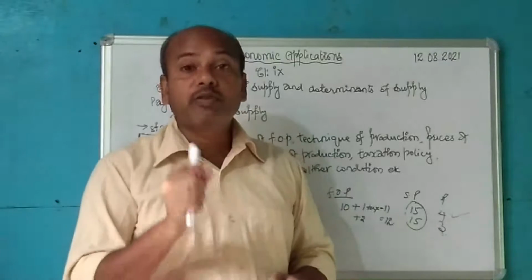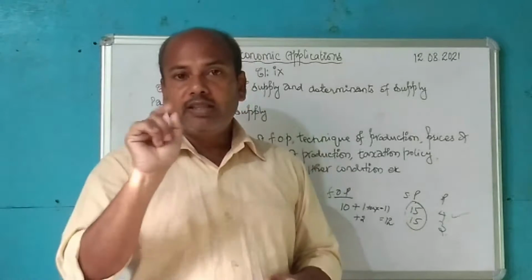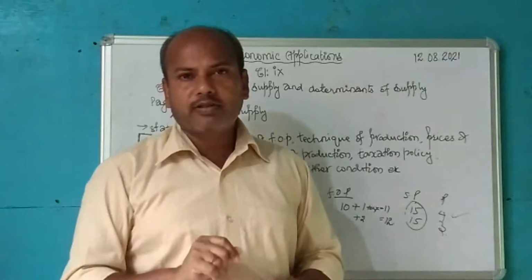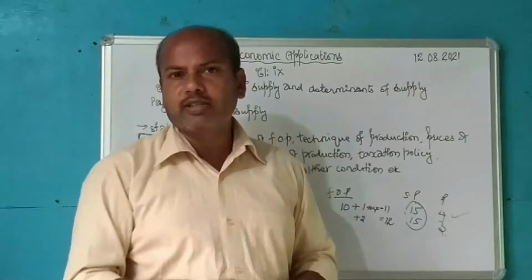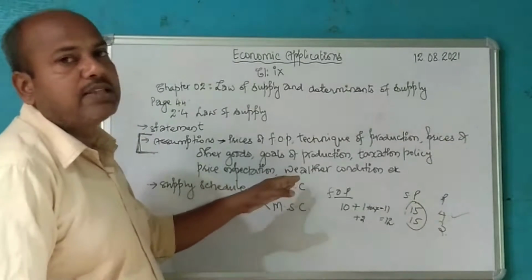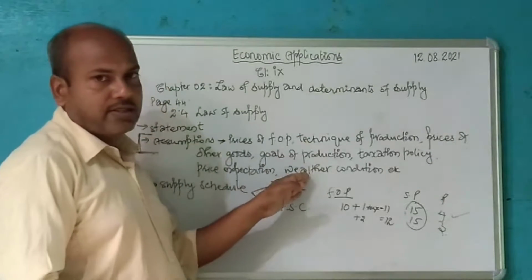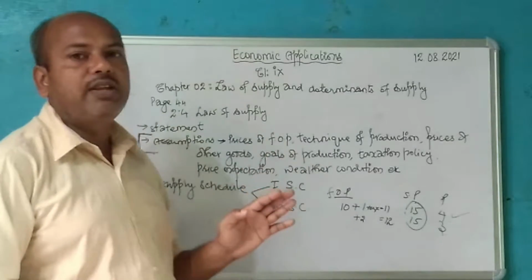And there was one more thing which we needed to discuss in detail, and that was other things remaining the same. That is also called ceteris paribus. These are the factors which are supposed to remain the same, should not change as long as the law of supply operates. Okay, so this is what we learned today.